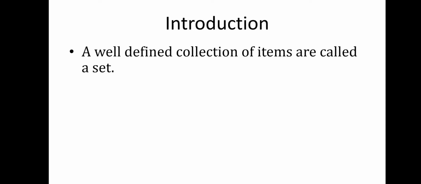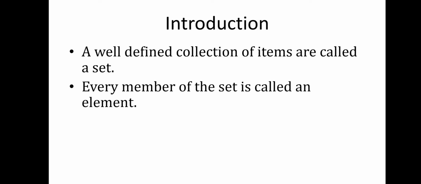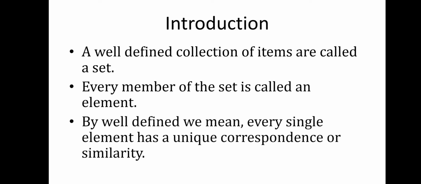So, what is the meaning of being well-defined? Well-defined means that all the items which are collected to form the set must have a unique relation. Unique relation means they must satisfy a common criteria. So that common criteria or the correspondence is called well-defined. Every member of the set, every single item in that collection, is called an element. And obviously the well-definedness is the unique correspondence or the similarity which all these elements have.